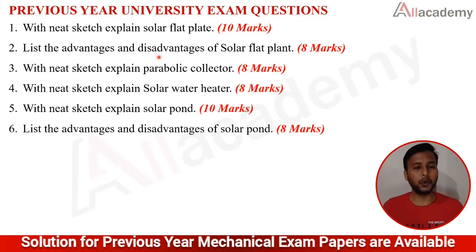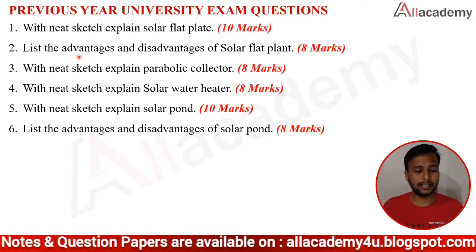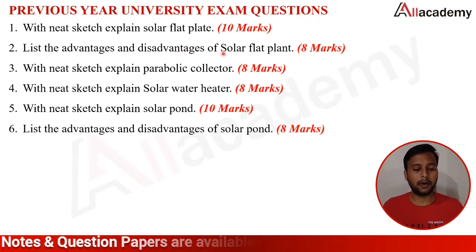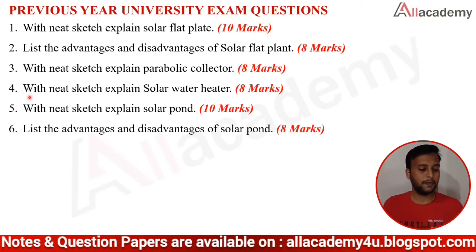And here are a few questions. With a neat sketch, explain the solar flat plate. This question may be asked for 10 marks or 8 marks. Another question is, with a neat sketch, list the advantages and disadvantages of a solar flat plate. Then, with a neat sketch, explain the parabolic collector. This question is asked for 8 marks. With a neat sketch, explain solar water heater.